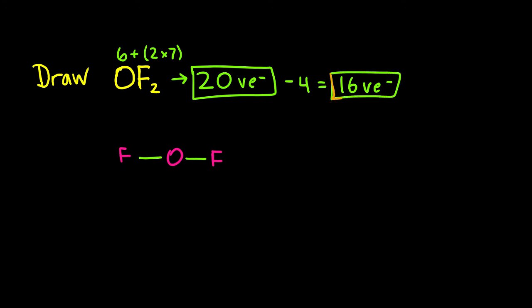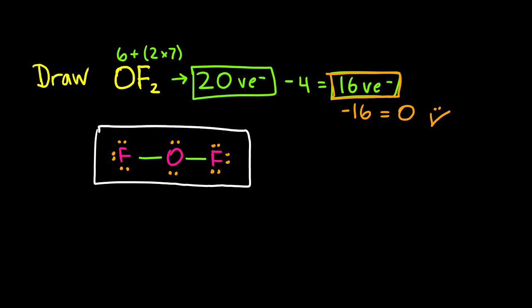Those 16 valence electrons that remain are going to be spread around the edge. 1, 2, 3, 4, 5, 6, 7, 8, 9, 10, 11, 12. Remember, if you run out of space around the edge, then the remaining have to go on the inside. 13, 14, 15, 16. That leaves me with no more valence electrons remaining, and this would be your Lewis structure.